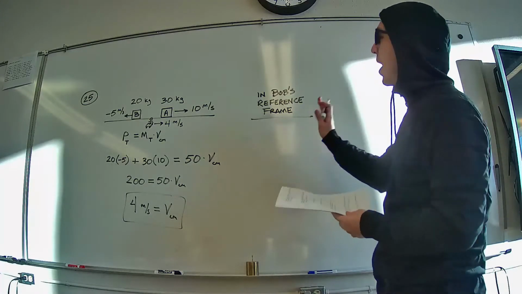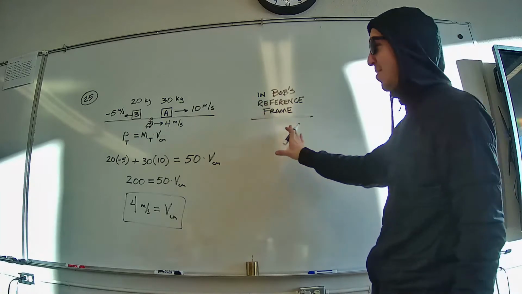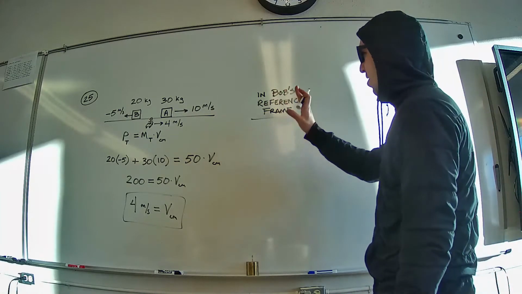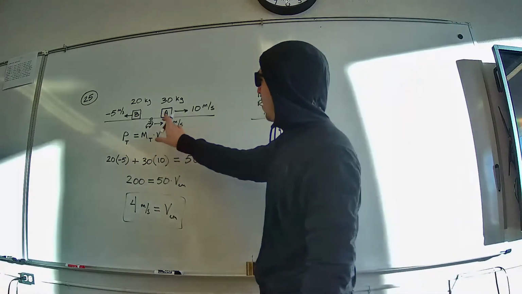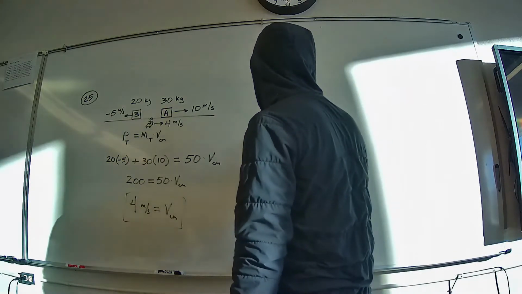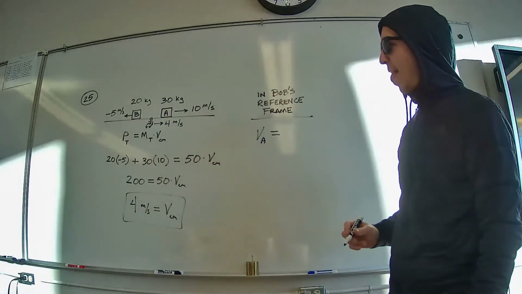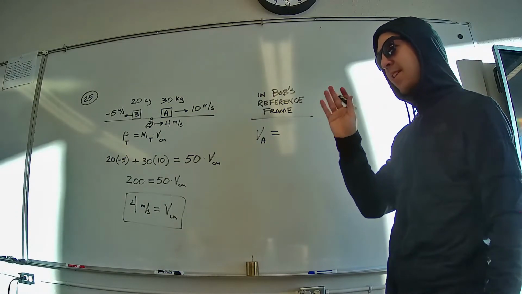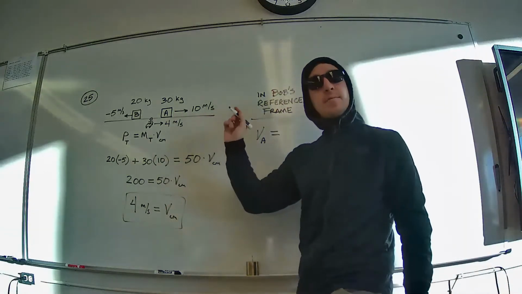Sorry. So in Bob's reference frame, we're back to classical physics here. That will be much easier to deal with. Classical, Galilean, right? In Bob's reference frame, what is the velocity of block A in Bob's reference frame? Who knows the answer? Close, sort of. It's 6. You're not going to add them, right?